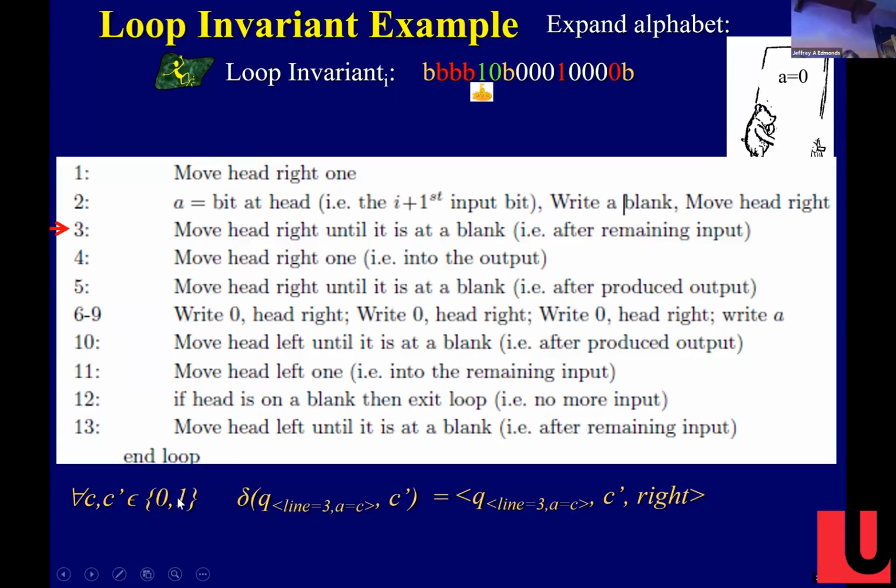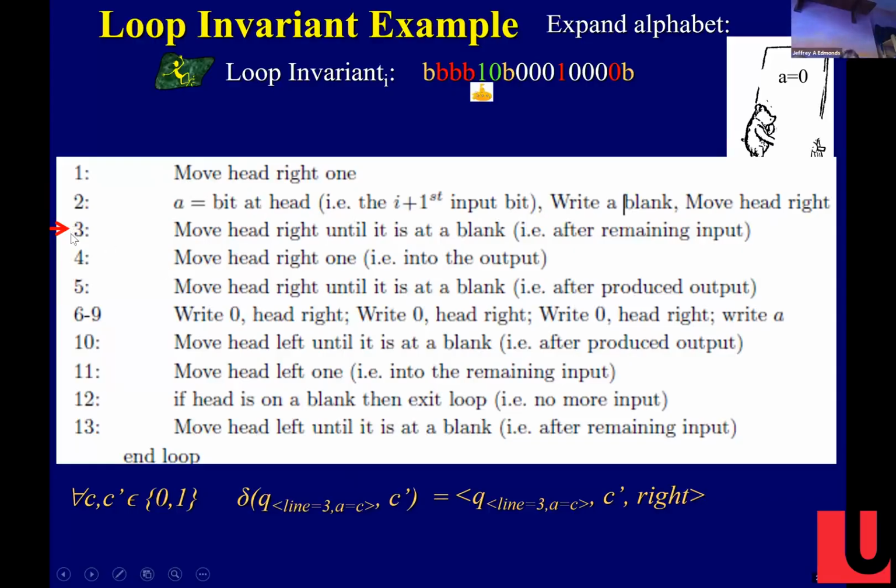What's not a blank? It's a 0 or 1. All right, so great. What does the code do when it's not a blank? When the character is not a blank, the head keeps moving right, because it keeps moving right until it's a blank. So if it's not a blank, what do I do? I go right. All right, so what is my action? I'm going to move right.